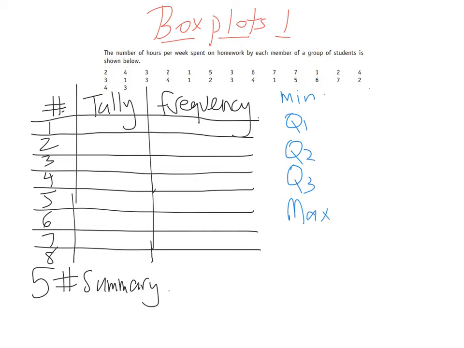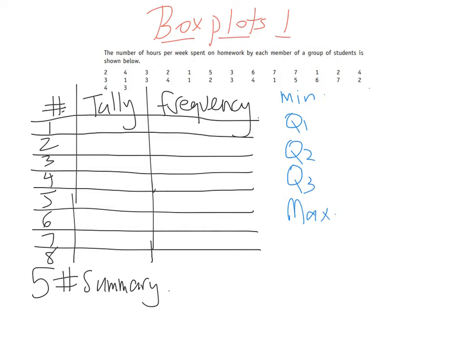Minimum and maximum are your smallest and your biggest numbers in your data set. Q2, or the median, is your middle number when they're written in order. Q1 is like the median of the lower half, and Q3 is the median of the upper half.